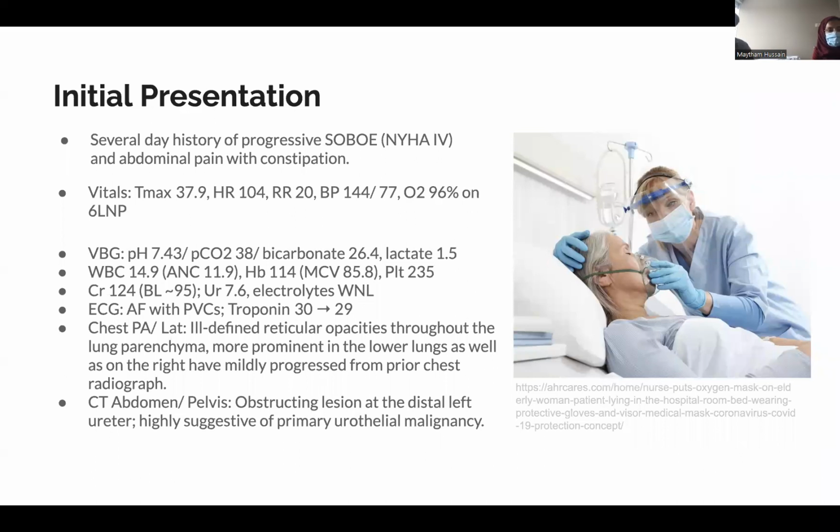These were noted to be mildly progressed from her prior chest X-ray. The radiologist did comment that the overall appearance was potentially concerning for a superimposed infectious process. For her abdominal pain, she also underwent a CT abdomen and pelvis, which demonstrated an obstructing lesion at the distal left ureter, highly suggestive of a primary urothelial malignancy.